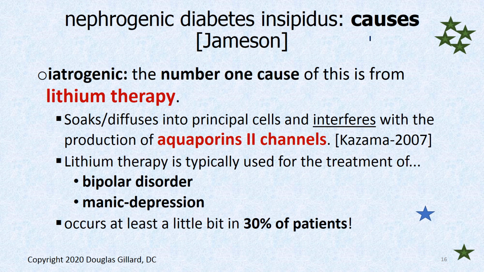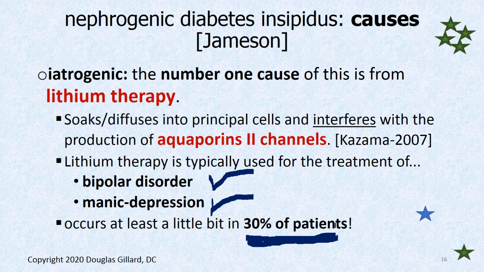What is the number one cause of nephrogenic diabetes? Again, it's an iatrogenic thing. It's lithium therapy. For disorders like manic depression and bipolar disorder, it's a key treatment. Actually, it turns out about 30% of patients who are on lithium end up getting at least a little bit of nephrogenic diabetes insipidus because of this.